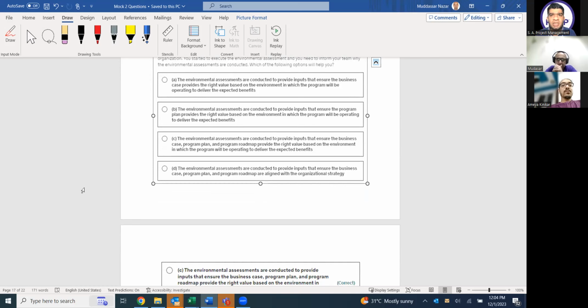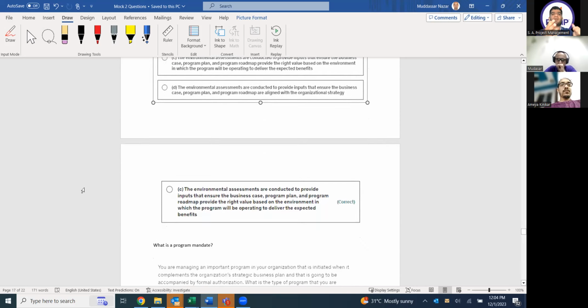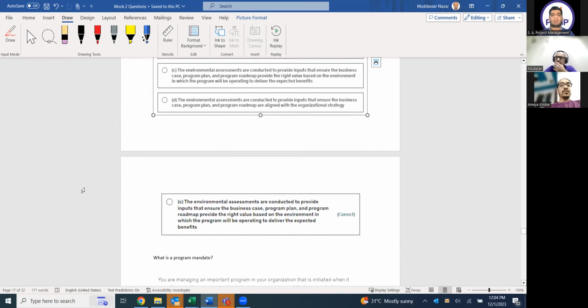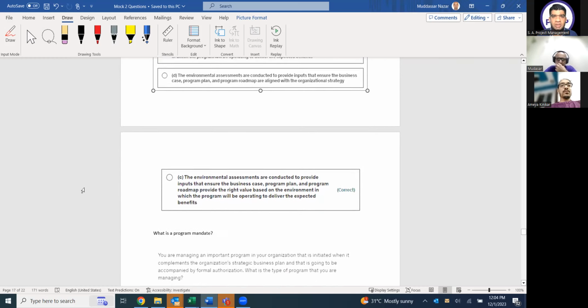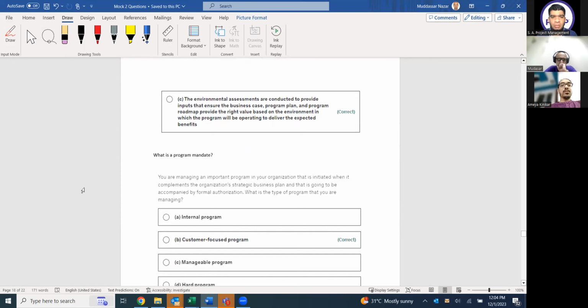A is only telling you business case, B is only telling you the program plan, but C is telling you all these three documents which are operating to deliver the expected benefits, and why we initiate any program to deliver the benefits. So EEF will be covering throughout the strategic alignment domain. Noted. Is it clear? Yes, it's clear.